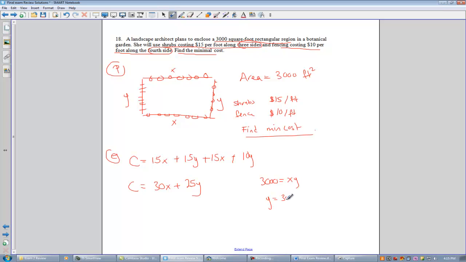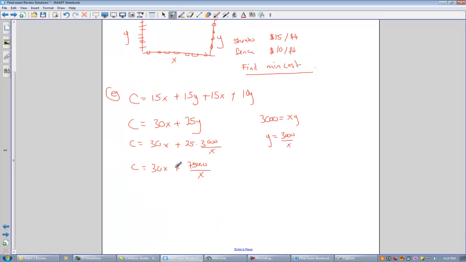Y is equal to 3,000 over x, right? To move over x, since I'm multiplying, I just divide. And so c is equal to 30x plus 25 times 3,000 over x. I can figure this out on my calculator, right? So I have 30x, and I can do 25 times 3,000, which turns out to be 75,000, right, over x. Now I have a function of one variable, so now I can take the derivative.